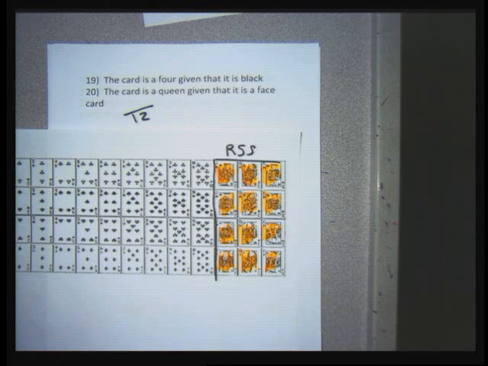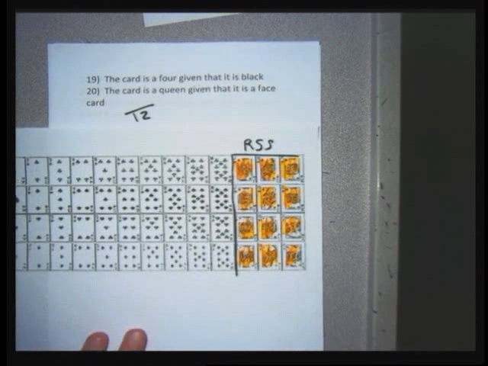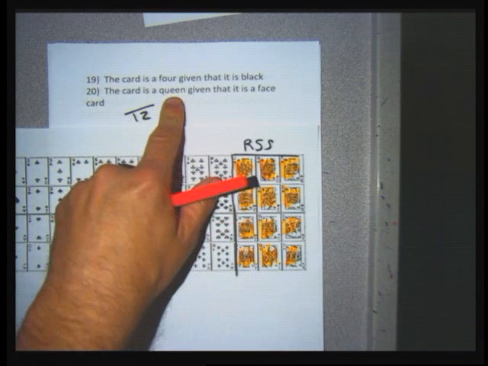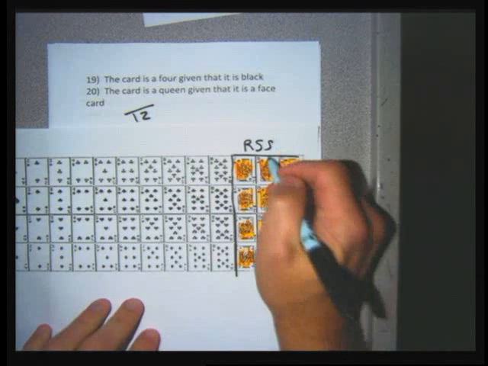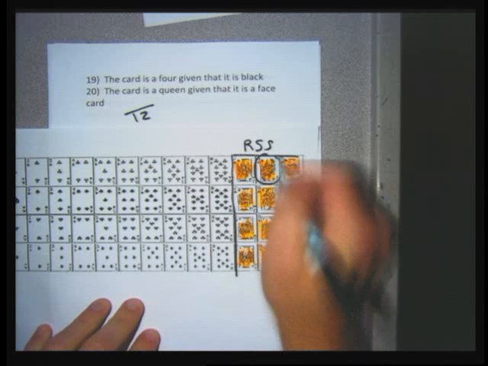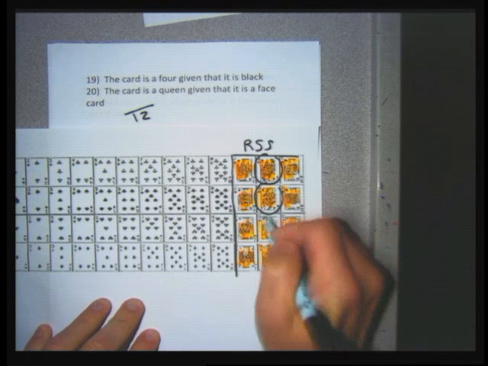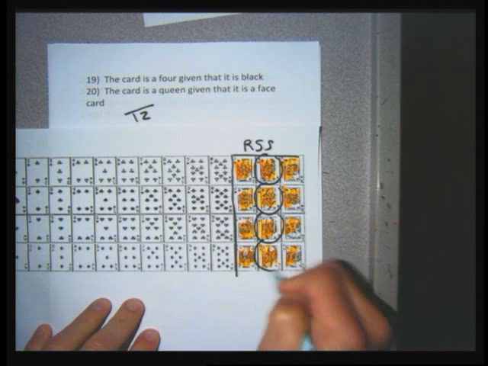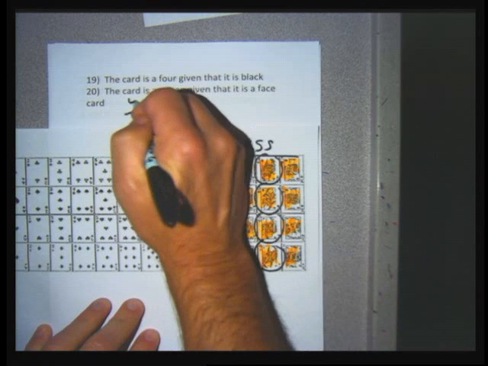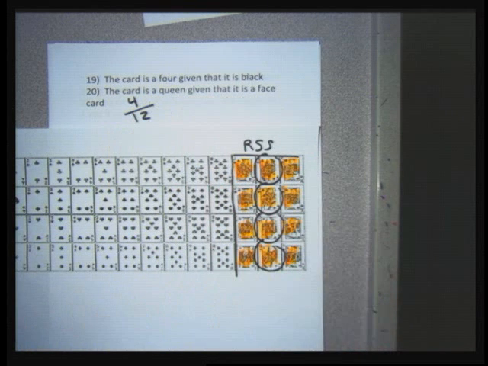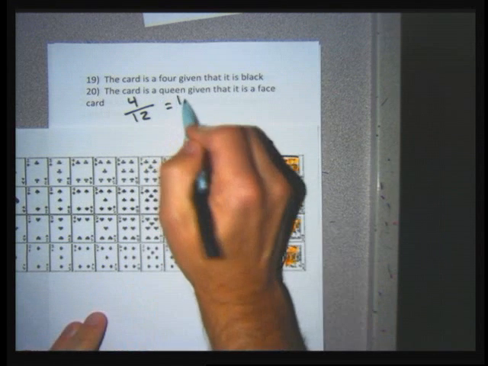The rest of the cards in the deck don't have a picture of a face on them, so they're not a face card. So now I'm only looking at the cards that I've marked, and I want to fill the criteria that the card is a queen. Well, within the reduced sample space, the things that are marked in orange, there are 4 queens. So the numerator of my fraction is going to be 4 because there are 4 queens of the 12 cards in the reduced sample space. My answer is going to be 1/3.